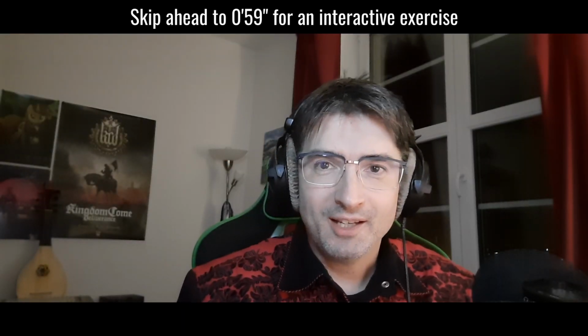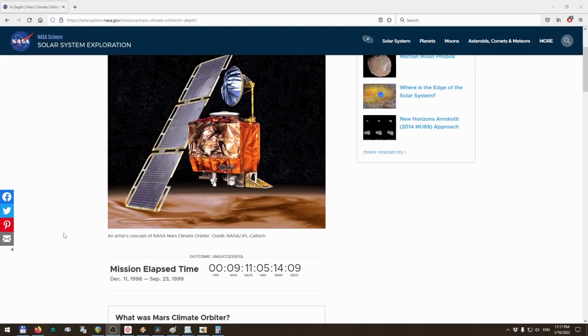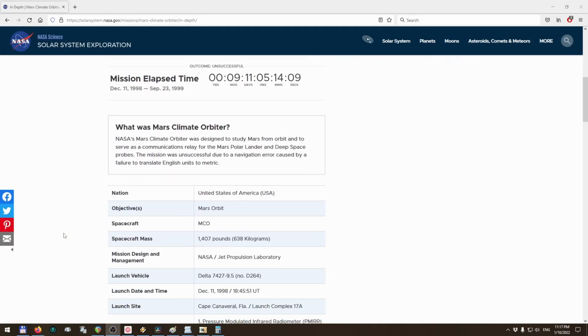NASA once lost a satellite because of a mismatch of imperial and metric units. Game audio is also full of traps like this, where two options exist. Both seem legit, but only one leads to success.